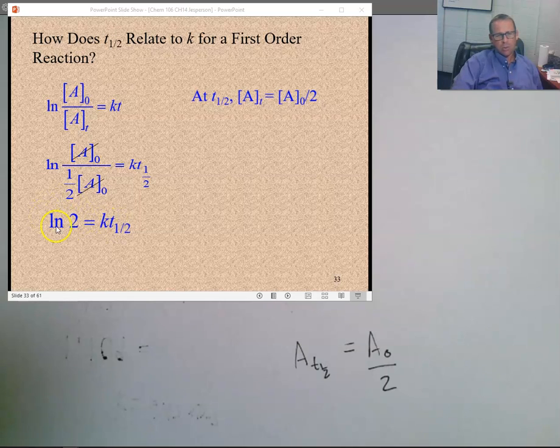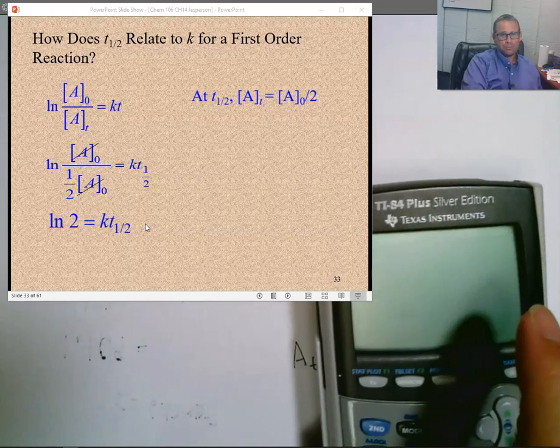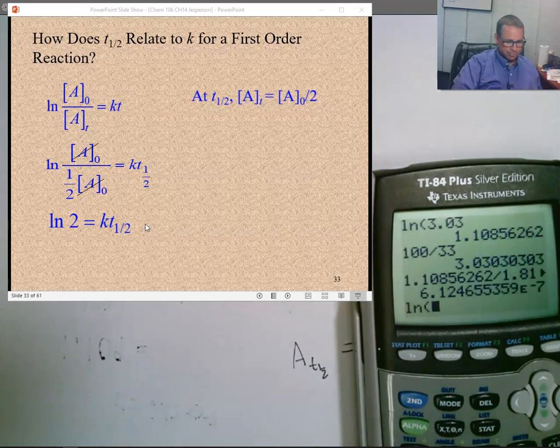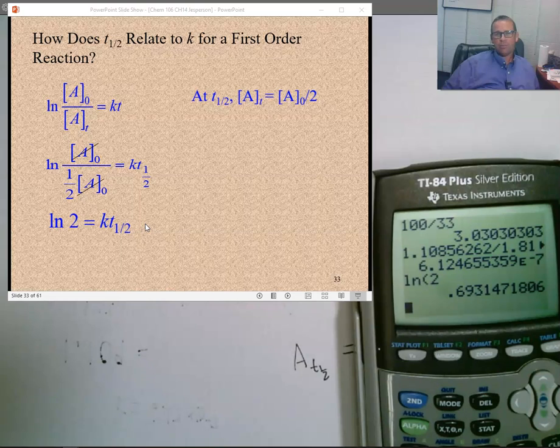All right? So the natural log of 2, for any given first-order reaction, that value, which is a fixed value, a known number, will always equal your K value times your half-life. All right? So there's a little bit of power there, because the natural log of 2 is just a value.